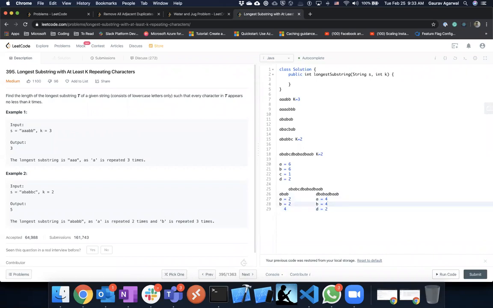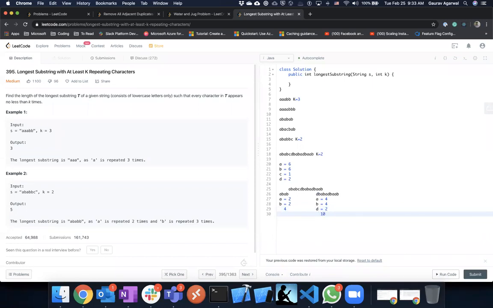Okay, what should we do here then? Then the answer will be the length of the whole string. So the answer is 10. Yep, because each character frequency is bigger than or equal to K. At least 2 there. Yep. So the answer that we got here is 10.